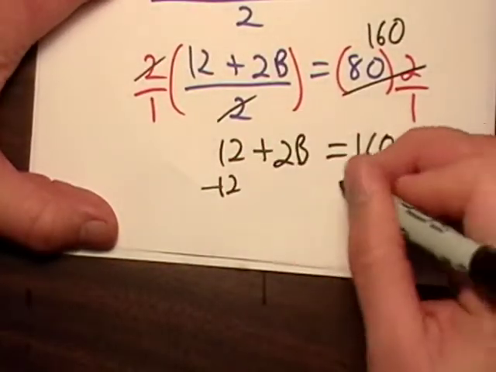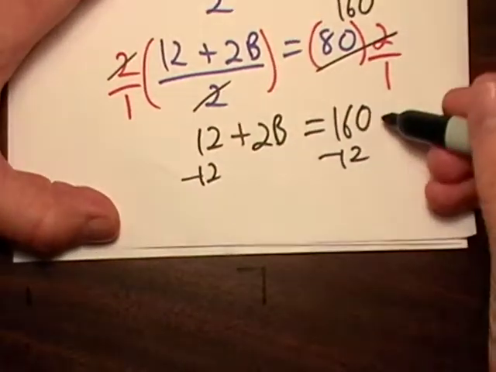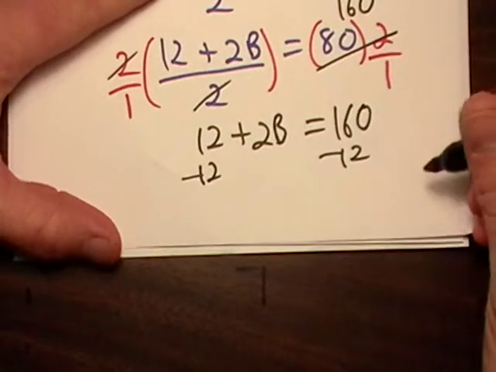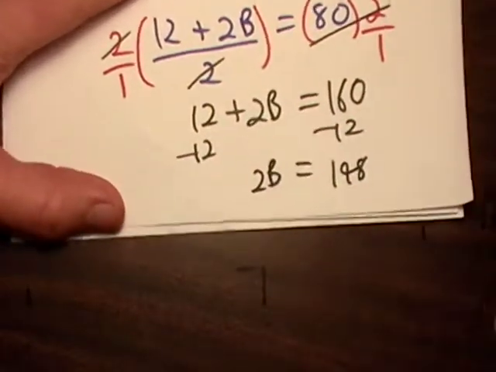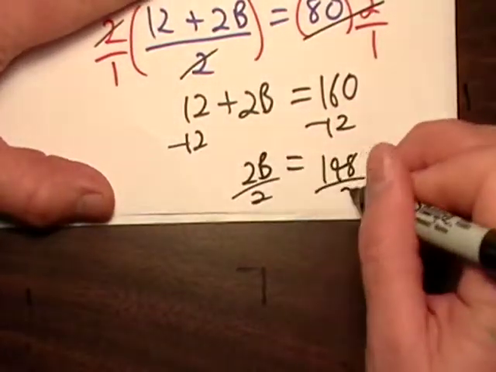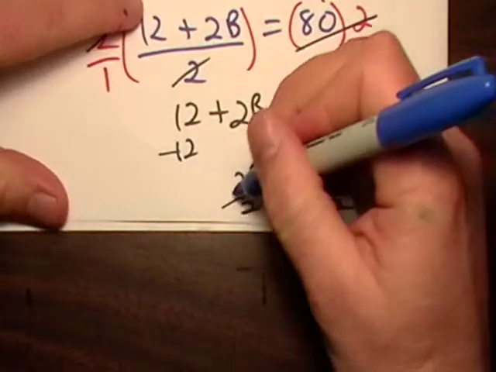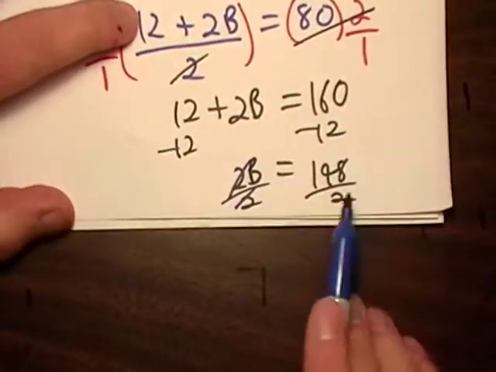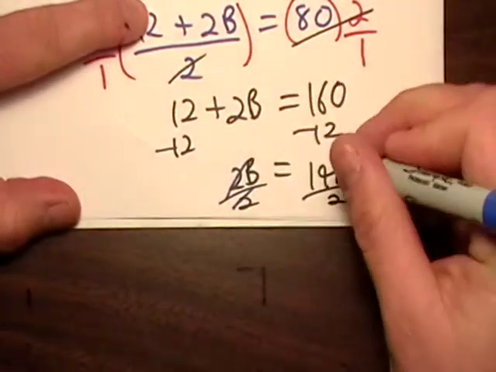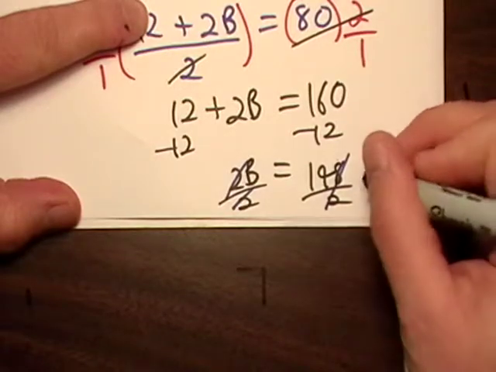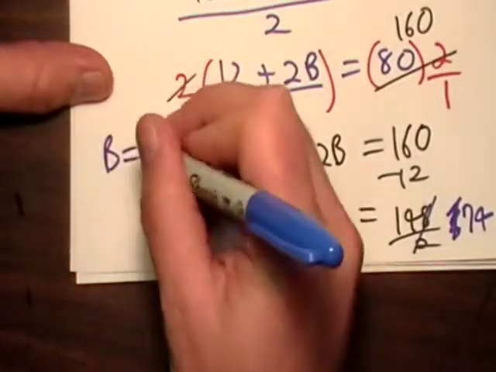Subtract 12. 160 minus 10 is 150, minus another 2 is 148. And it looks like we can divide both sides by 2. B will cancel. 148 divided by 2: 140 divided by 2 is 70, and 8 divided by 2 is 4, so B is going to be equal to 74.